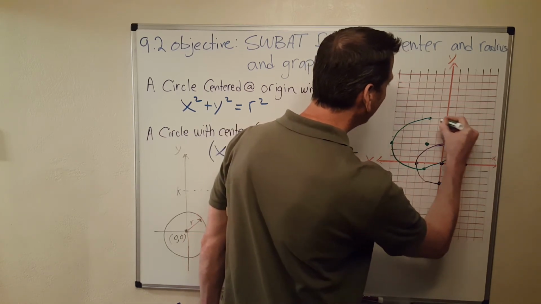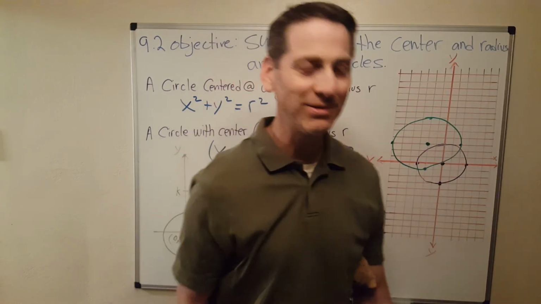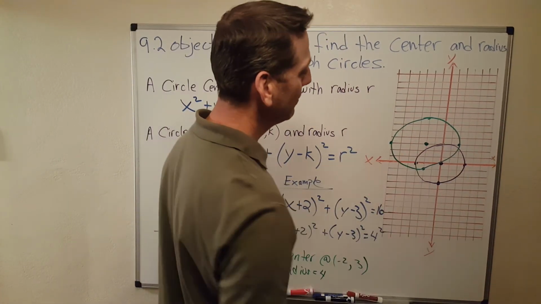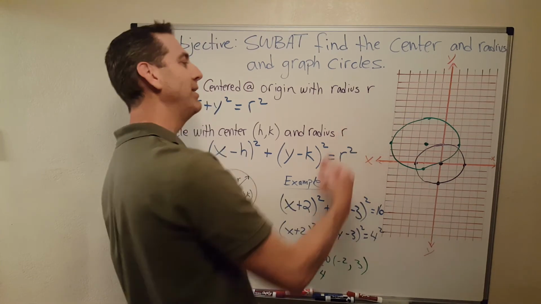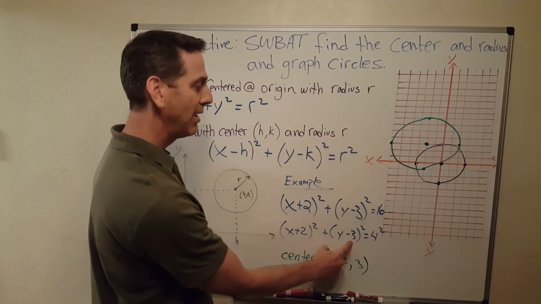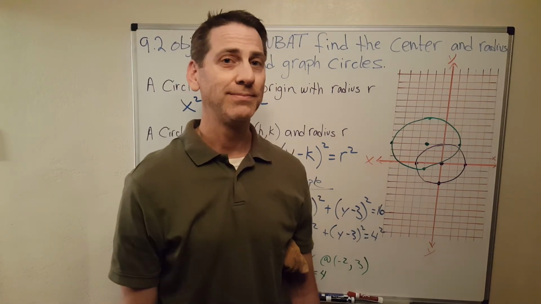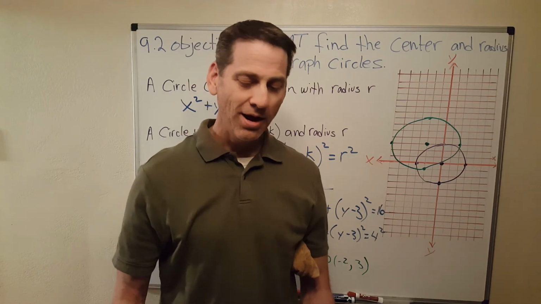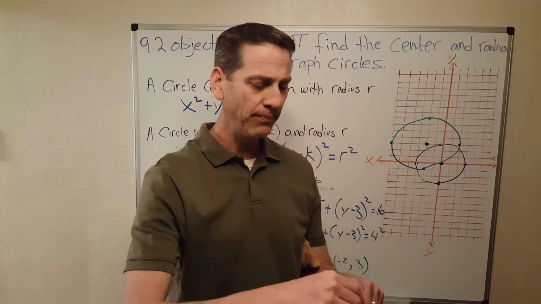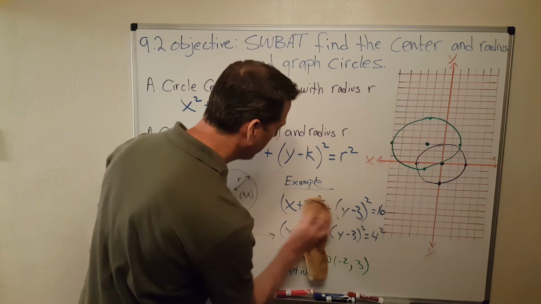And because my coordinate grid is not really drawn to scale, my circles are kind of goofy. All right, so there's my circle. You can see how it's been shifted 2 to the left, 3 up, and it's got a radius of 4, and I'm done. All right, let's do one more example, which will illustrate one more thing that you need to know.